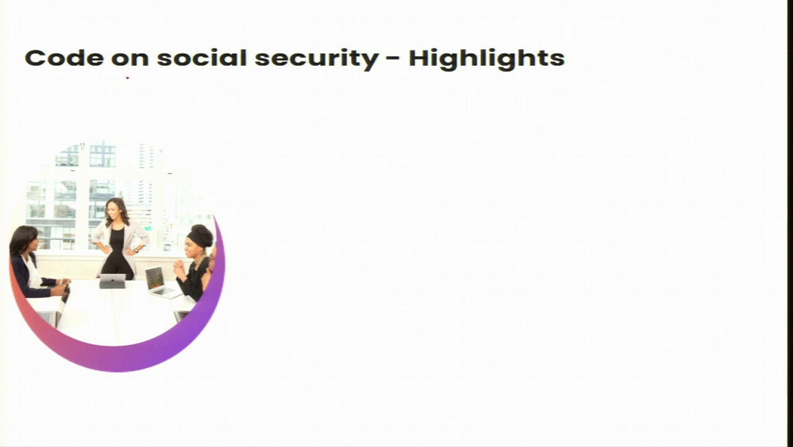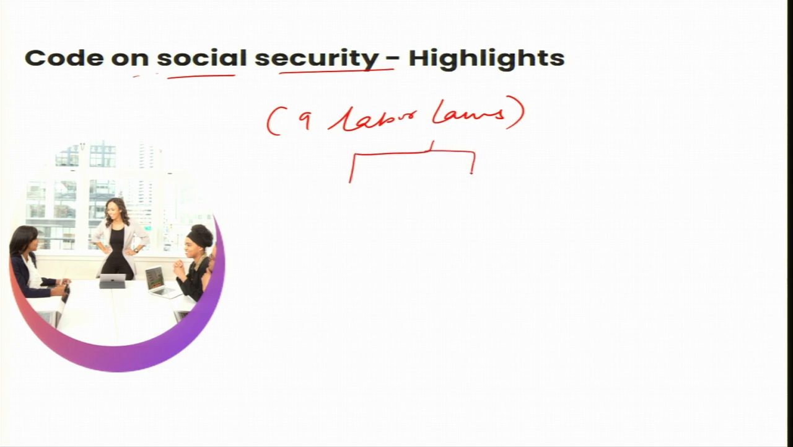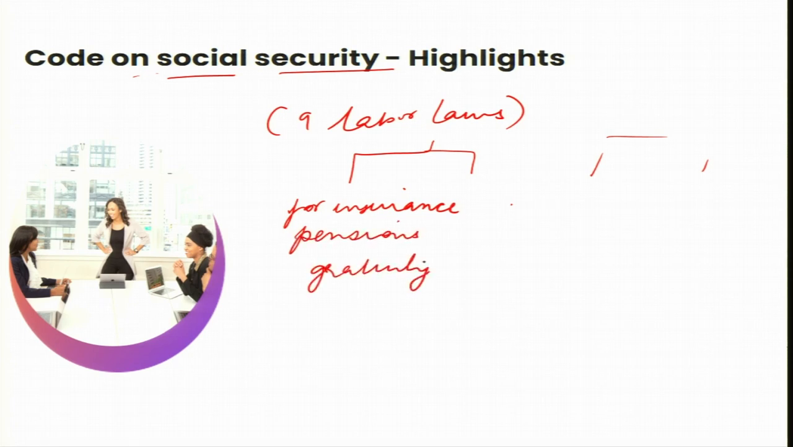So when we talk about the code on social security, what does it mean? Social security is to ensure security for all kinds of workers, and the central government has amalgamated around 9 labor laws into the social security code to protect them against all kinds of risk and to secure them the rights for insurance, pensions in certain cases, gratuity, maternity benefit, etc.